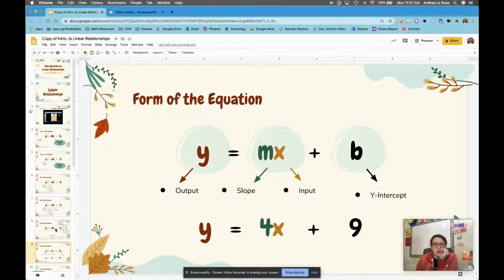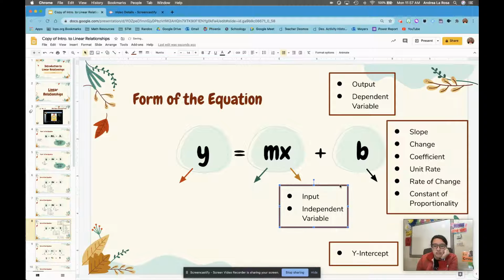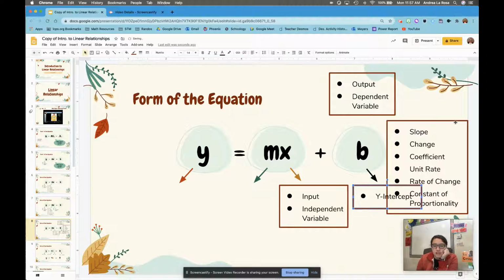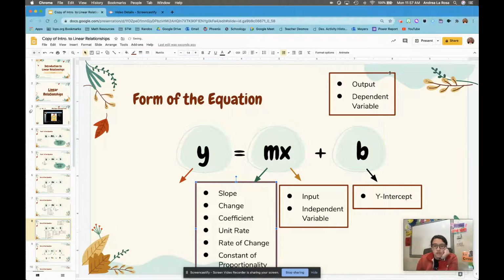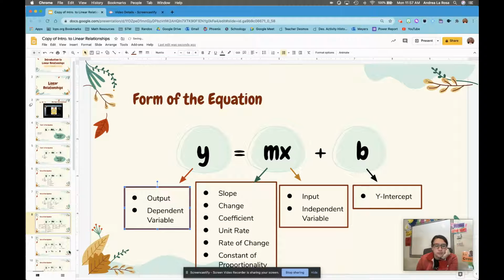So on this slide, you can click and drag all of these to where they belong. Again, x is your input, your independent variable. B is your y-intercept. All those different words are your slope. And then y is your output, your dependent variable.